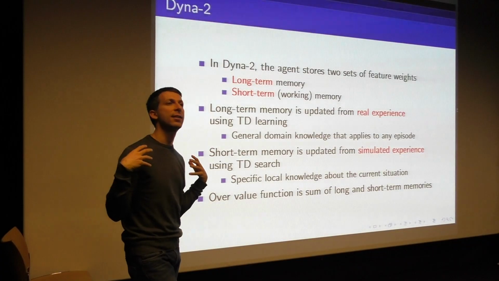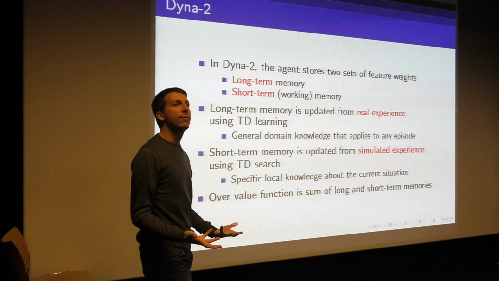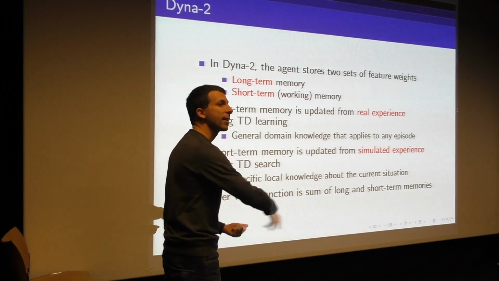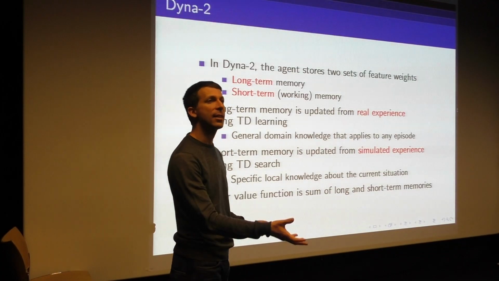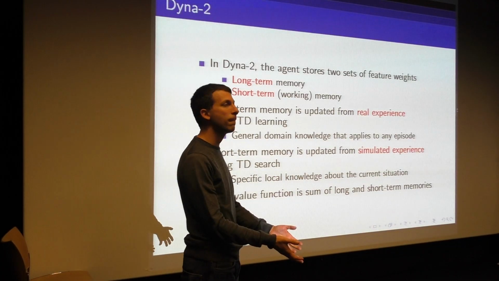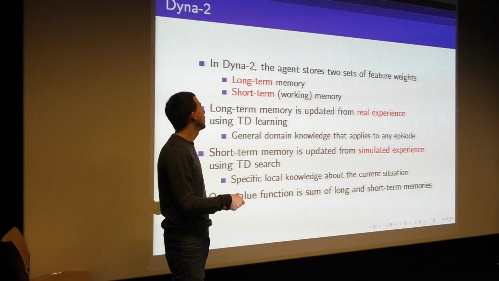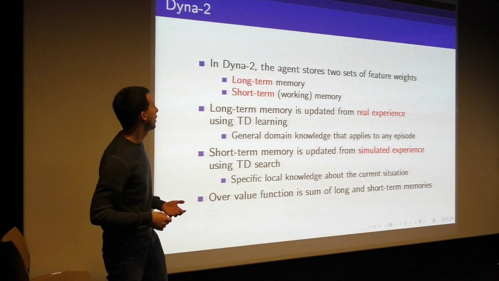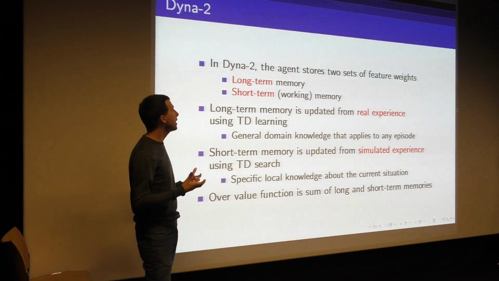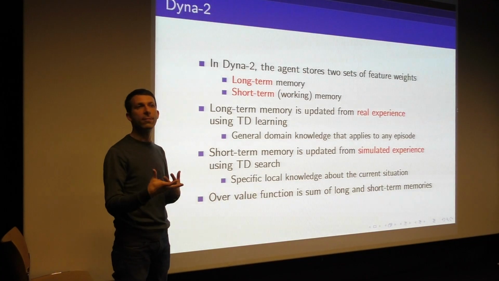The Dyna idea said, well, we don't just have to learn from real experience, we don't just have to learn from simulated experience, we can combine these things together. So let's do the same thing, but with our forward search algorithm now. So this is the idea of Dyna-2. And the idea of Dyna-2 is that it basically maintains two value functions.